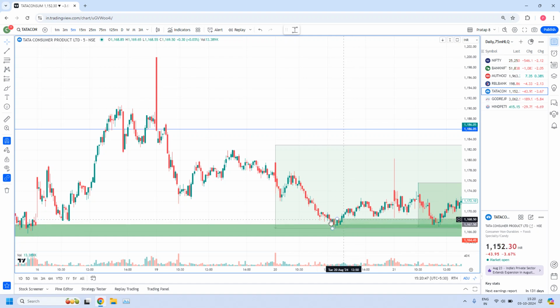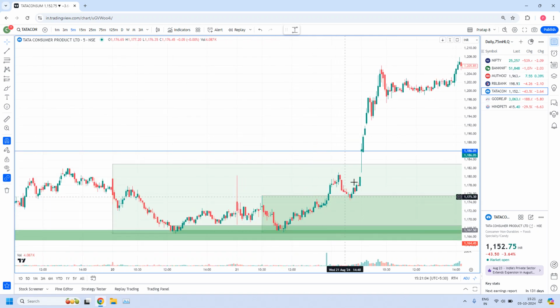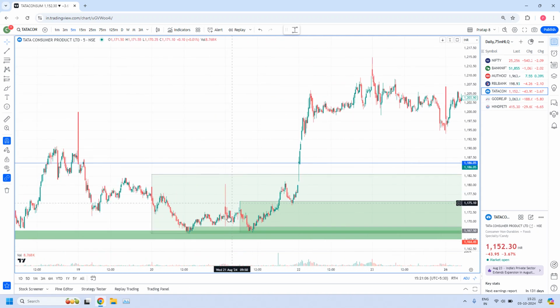Now here you see, this is during zone creation. Which zone? This entire daily zone creation. This entire thing is the price action at lower time frames. Now it picked up the orders and moved up, and once again it picked up the orders and see the rally, huge rally after that. How prices rallied from here.